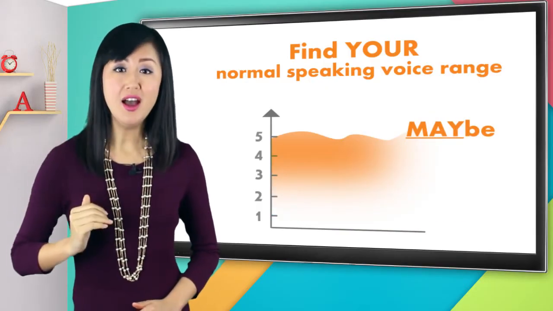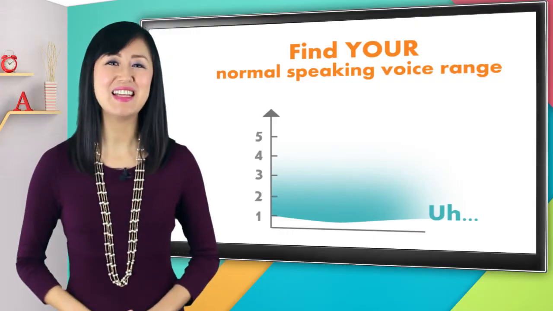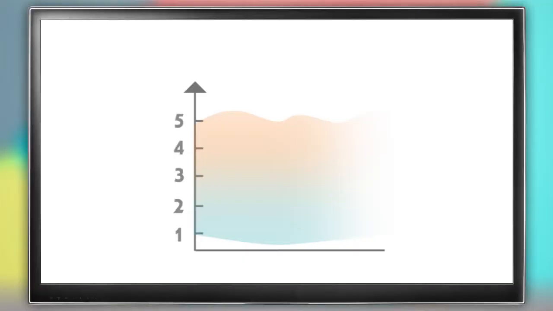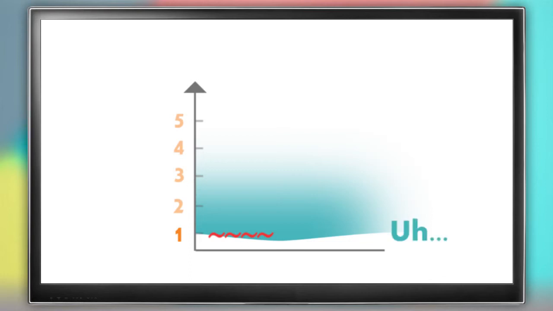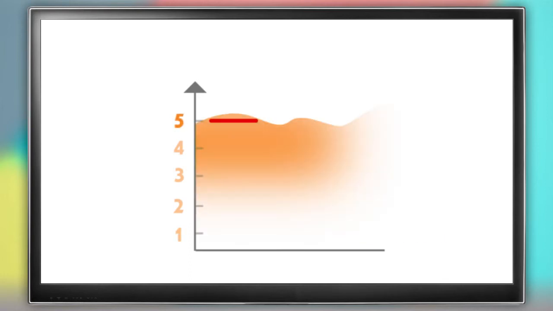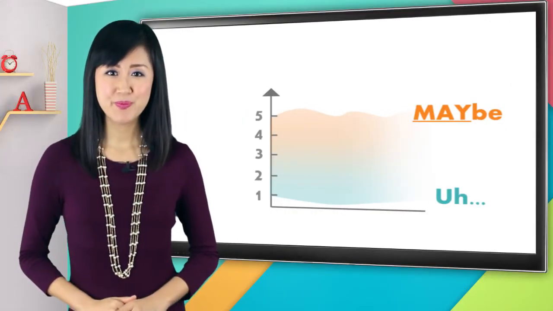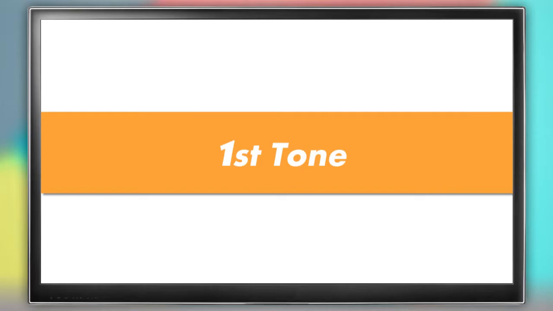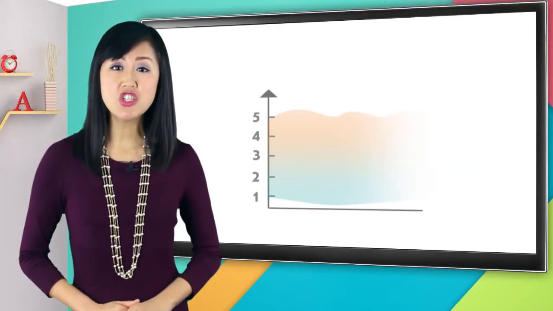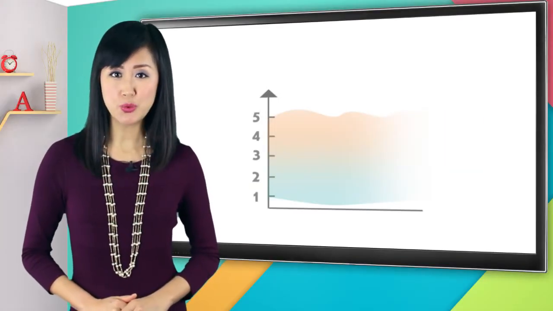Maybe, um. Okay, great. So now let's look at this chart. The numbers on the left represent your voice range, with 1 being the lowest point, like in um, and with 5 being the highest point, like in maybe. So whatever you say is within that range. We use this chart to represent the 4 tones too.